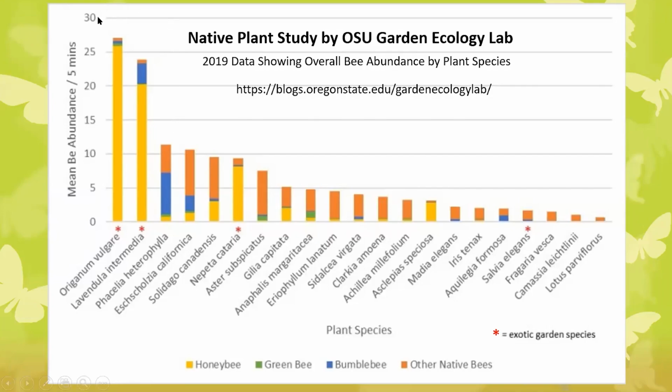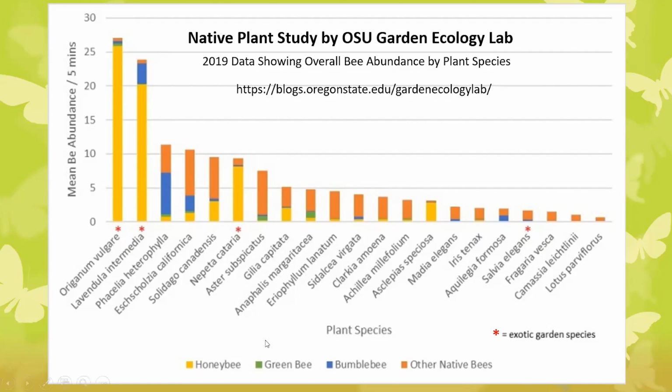Look at the total number of bees visiting them. They're clear winners. However, remember, honeybees are not native. They're introduced from Europe. And take a look at these bars. What are these bees visiting oregano and lavender? Mostly honeybees, because a honeybee is shown in that yellow color.